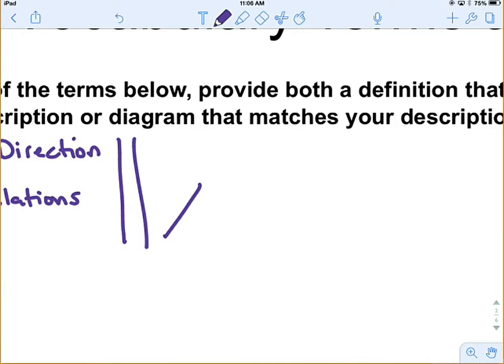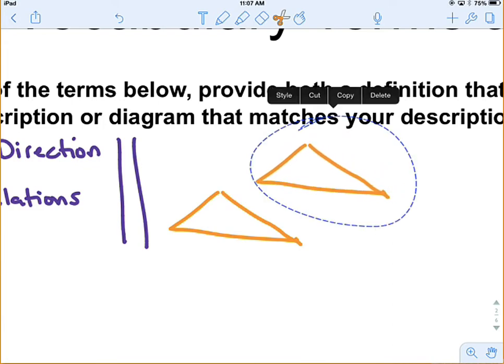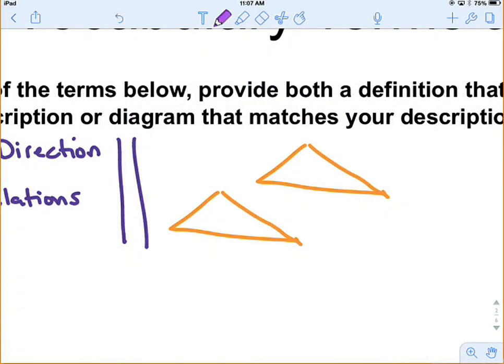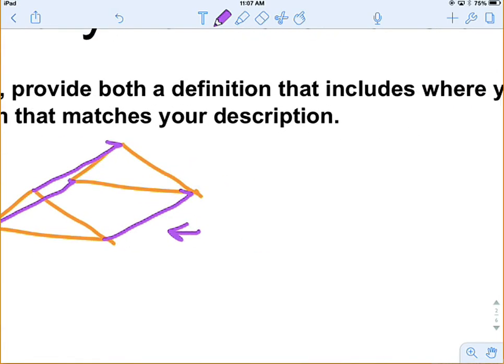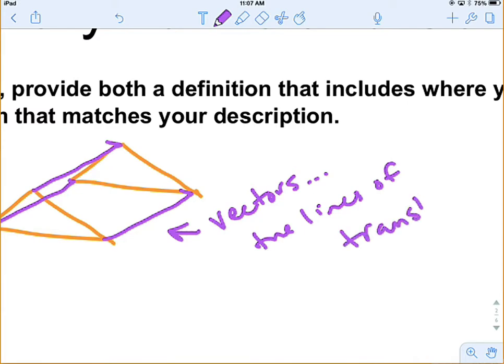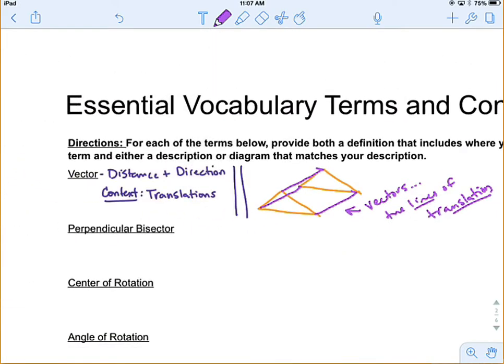So if you have, let's back up. If you have this triangle, and then you're translating it somewhere else, let's say to here, the vectors are actually what you're translating upon. So like this vector right here, and this vector right here, and this vector right here is what you're using to translate the object up. These guys are the vectors. So that's how you'll see vectors play out.